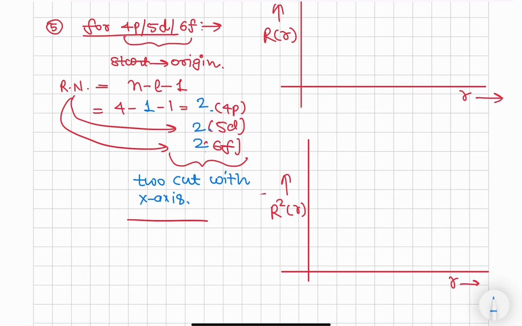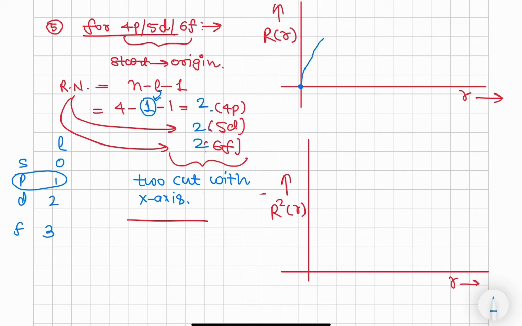Why? Because for S, P, D, F, what is the value of L? 0, 1, 2, 3. What is the value of L for P? 1. So by mistake we put 2, but it is 1. Okay. So the graph will start from origin.